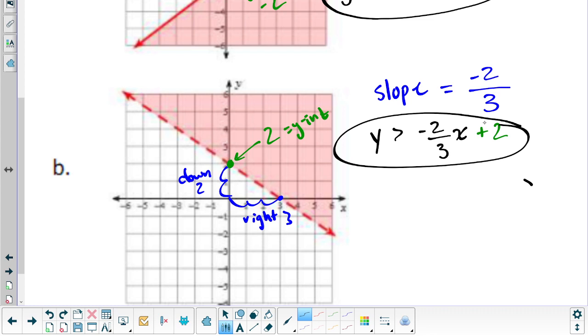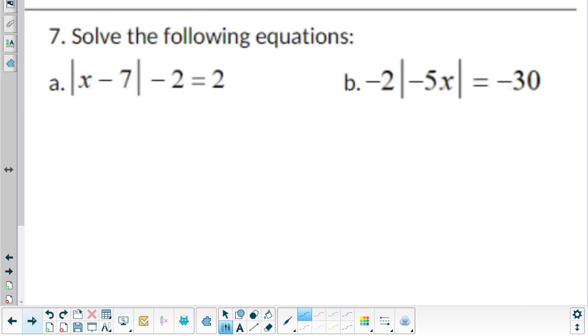So really, you're finding your slope using the nice points, and you're using the y-intercept, wherever it crosses the y-axis up and down, as your b value. And you're creating the equation.